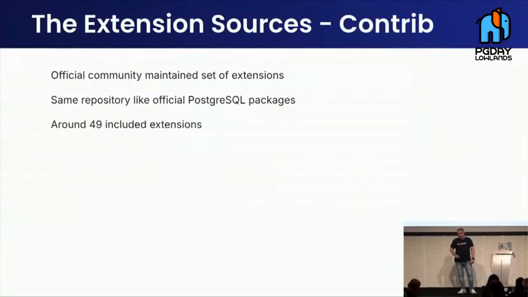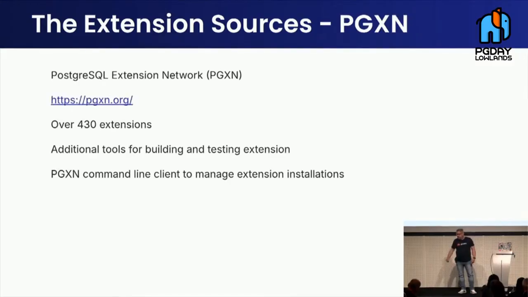The contrib, I don't know if it's the right number, it's from 3 years ago. In the past, it was about 49 extensions being there. Could be more or less, it's around this, right? So you can just install it with the Postgres repository. Then again, this Postgres extension network, which is still alive, they are maintaining at the moment about 430 extensions. They are listed there kind of as a repository. You have also kind of a little command line client that you can install and update if you want.